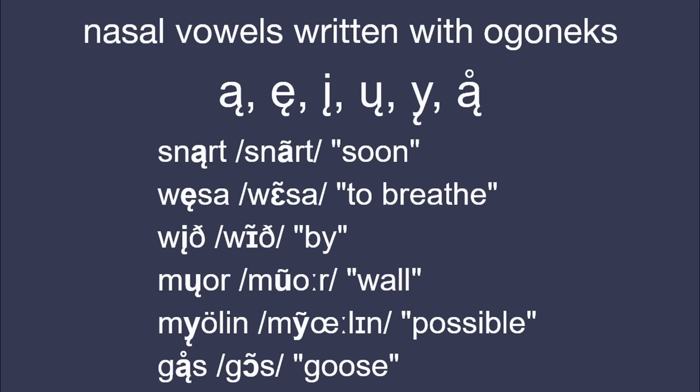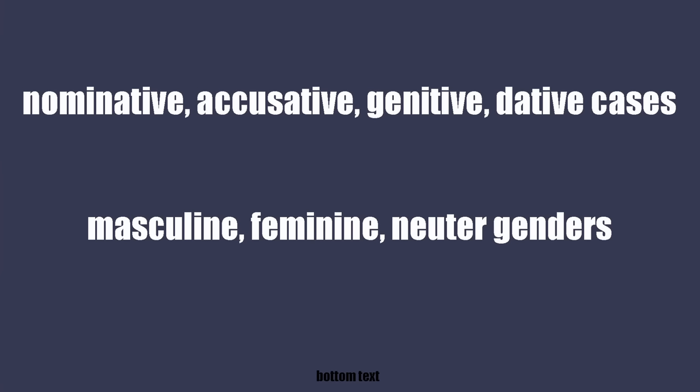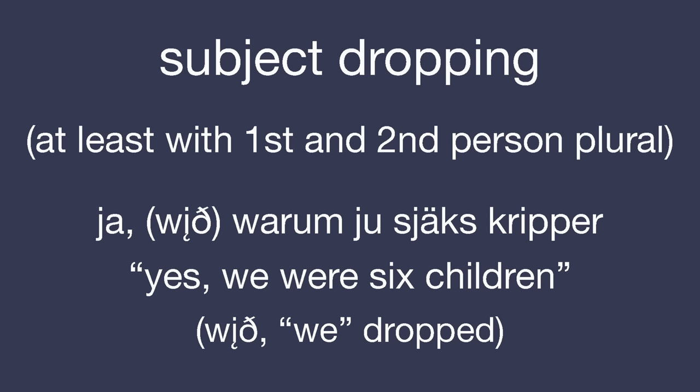It even writes these with the ogonek, being applied to a, e, u, and even to y and the a with an overring, with these two letters being unique to the Elfdalian alphabet. Speaking of which, Elfdalian was also continuously written in a modified runic alphabet, the Dalecarlian runes, up until the 20th century. It has the same four cases and three genders we've grown to know and love in this video, plural formation between the cases, and Elfdalian also has subject dropping.